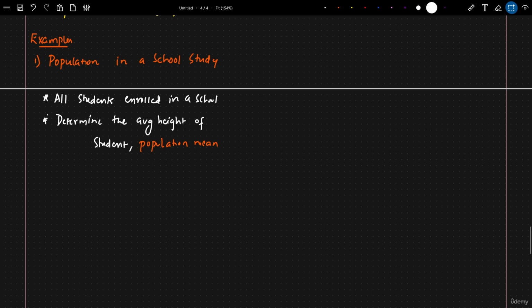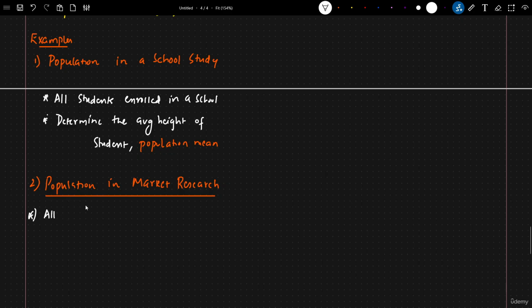Second example, if I go ahead and consider, the second example that I can consider is nothing but population in, let's say, market research. Let's say I have a use case related to market research of a particular city. So of a particular city, the entire population is all the consumers in a city. All the consumers in a city, right?